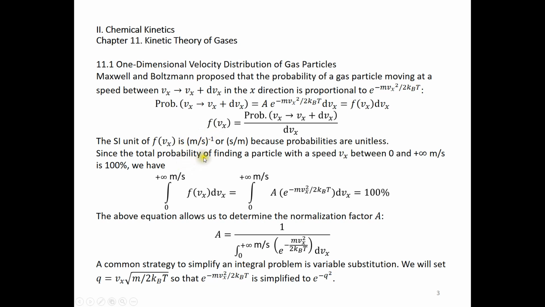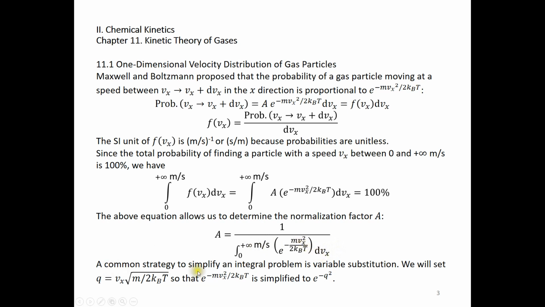Since the total probability of finding a particle within a speed between 0 and infinity should be 100%, we have the integral of this probability density equals 1. The probability density is the normalization factor times the Gaussian function of speed. So we can solve this equation to get the normalization factor A. A is 1 over this integral. We just need to know how to integrate this Gaussian function of speed.